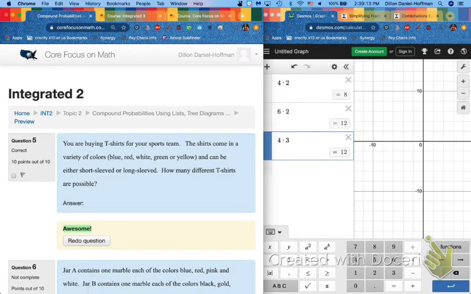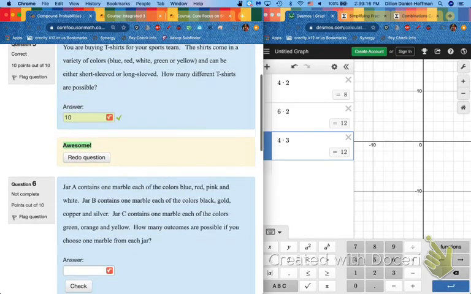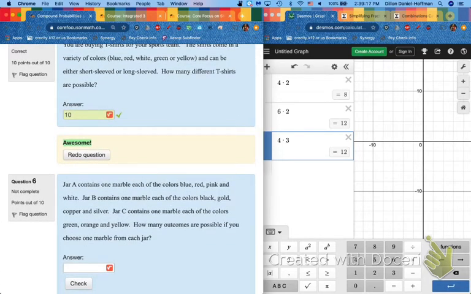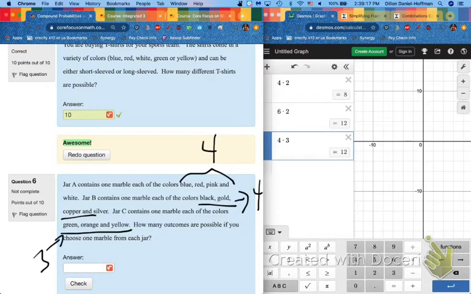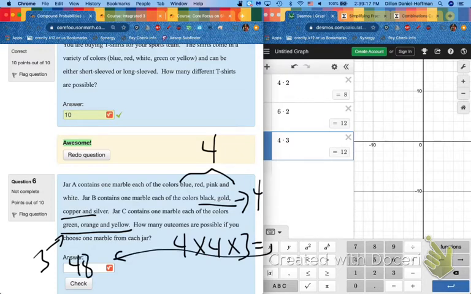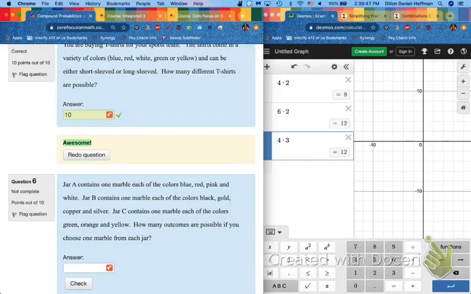Okay. Number 6. Jar A contains 1 marble each of the colors blue, red, pink, and white. Blue, red, pink, and white is 4 colors. Jar B contains 1 marble each of the colors black, gold, copper, and silver, also 4. Jar C contains 1 marble each of the colors green, orange, yellow. That's 3 colors. So I've got 4 times 4 times 3, or 16 times 3 is 48. Do the same thing for your problem. 48.